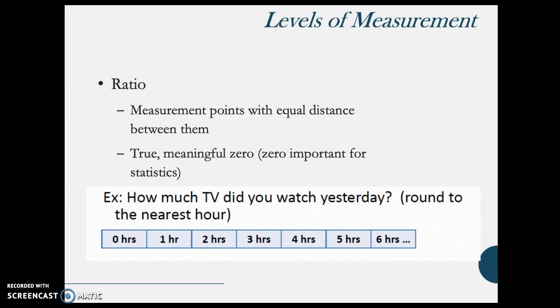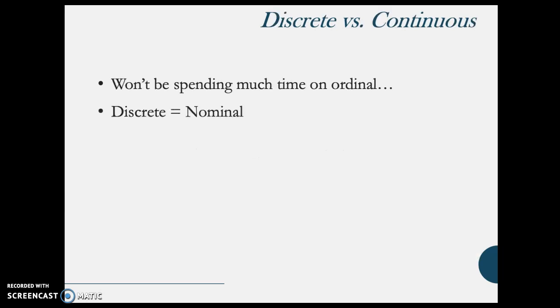I didn't watch TV at all. Then 1 hour, 2 hours, 3 hours, 4 hours, 5 hours, 6 hours. You see there's a meaningful 0 here. You can't shift to 0, saying watch 3 hours means you didn't watch anything. You can't do that. There's a meaningful starting point for this scale, and the distance between 0 to 1 equals the distance between 1 to 2. So equal distance, meaningful 0. That's ratio measurement. And this is the highest level of measurement.